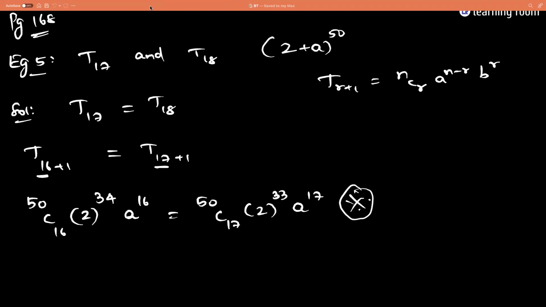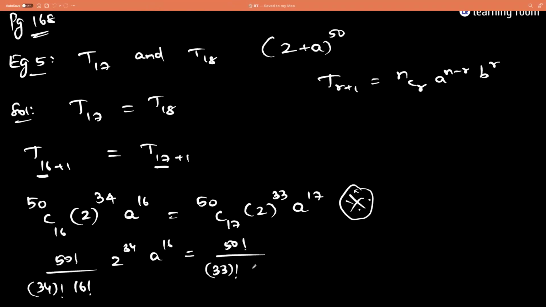So 50C16, I can write it as 50 factorial divided by 34 factorial into 16 factorial into 2 power 34 into a power 16, is equal to 50 factorial divided by 33 factorial into 17 factorial into 2 power 33 into a power 17. Right, what will get cancelled? 2 power 33 will cancel this once. A power 16 and 1 a is left here. 50 factorial and 50 factorial are gone.